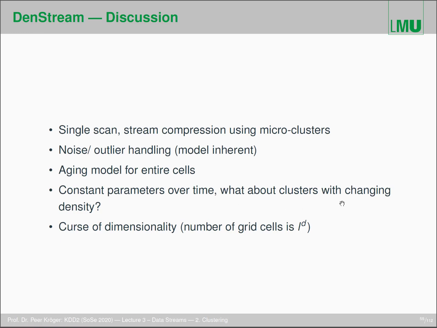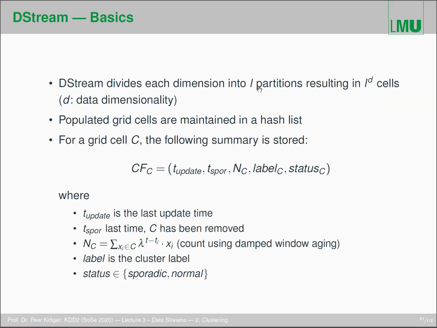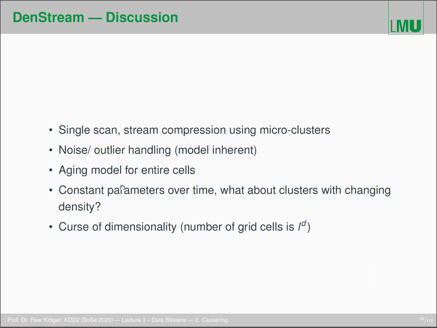So what about clusters with changing density, of course? All the parameters, L, and the thresholds T dense and T sparse, are fixed over the whole stream. So again, we have the problem like all of those methods actually. And of course, the number of grid cells that may be populated, which should be stored in the hash list, increases with the increasing number of dimensions. So just look up all the discussions we had on the curse of dimensionality.